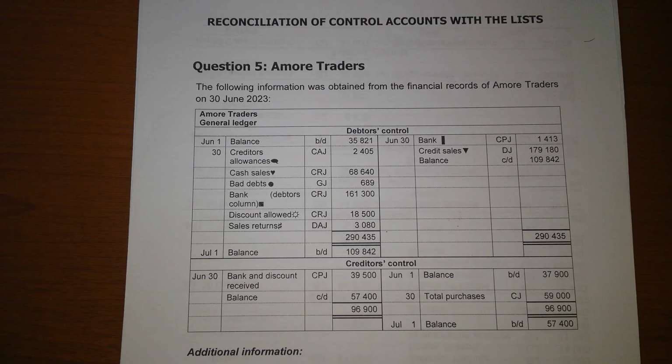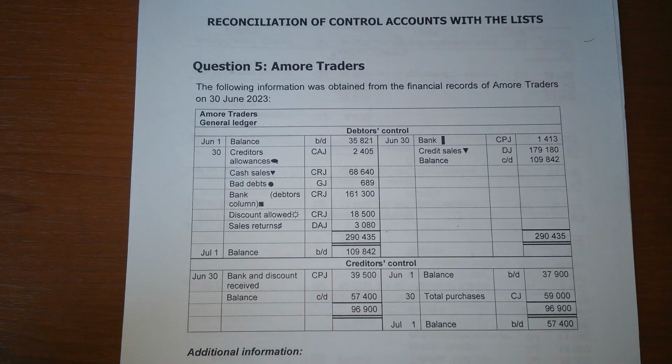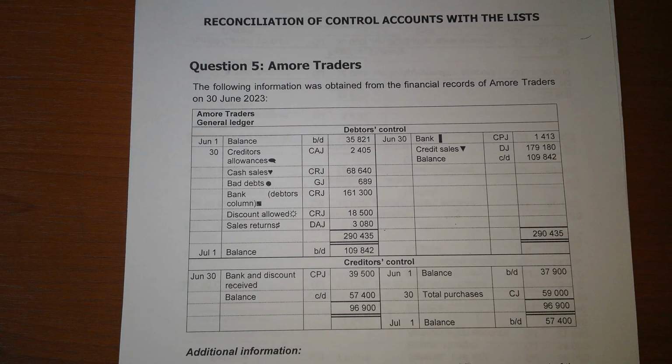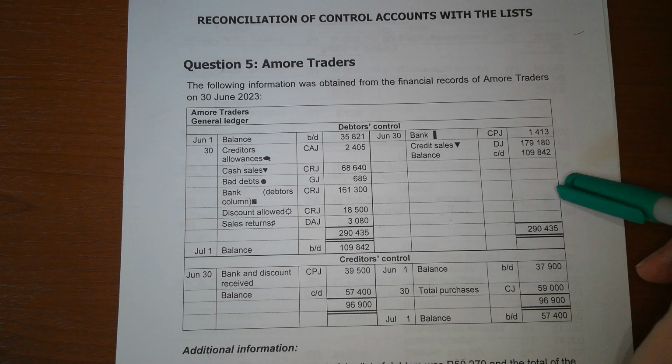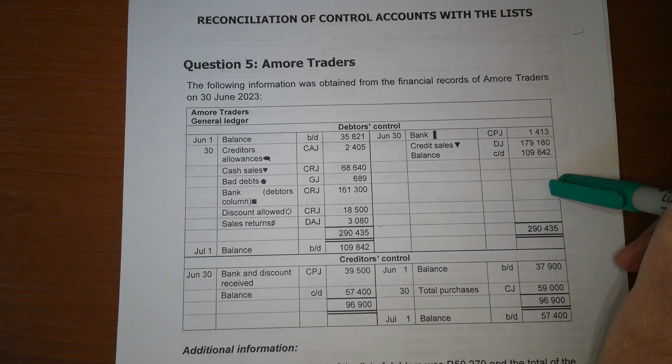Good morning. We will pay attention to the reconciliation of the control accounts with the debtors list and creditors list. First of all, if we look at this question, you can see that they give you all the entries that was already recorded and posted to the ledger.